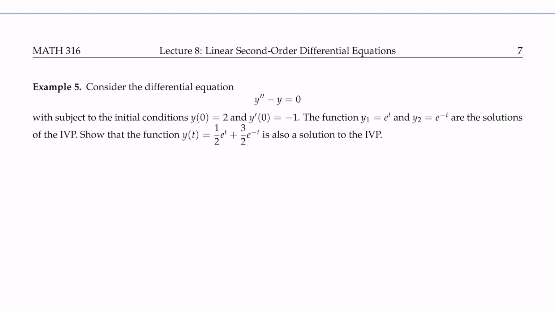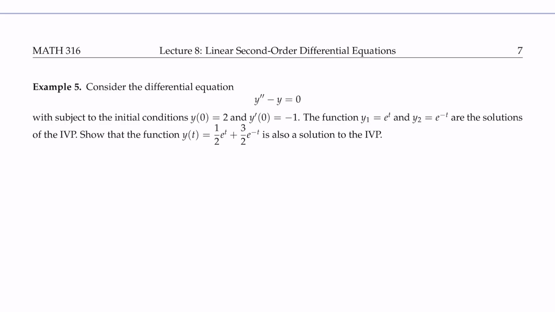This example illustrates one of the theorems from earlier, that is, not only do you have the solutions y1 and y2, the linear combination of those two solutions is also a solution to the differential equation, or in this case, the initial value problem. So let's do that. First, you need to check that this particular function satisfies the differential equation. Then we're going to show that the function satisfies the two initial conditions. Okay, so let's do that.